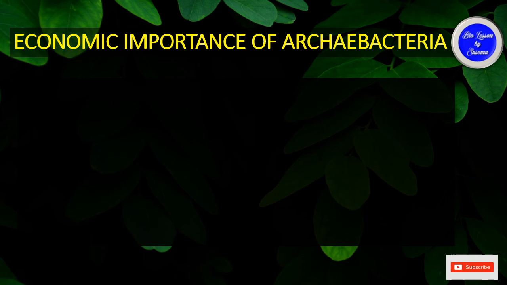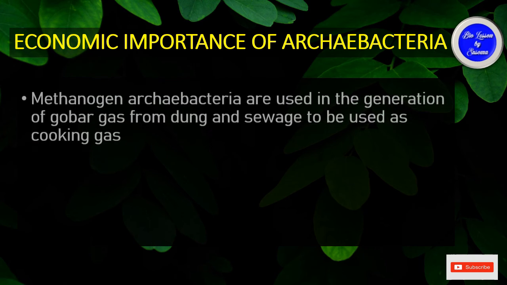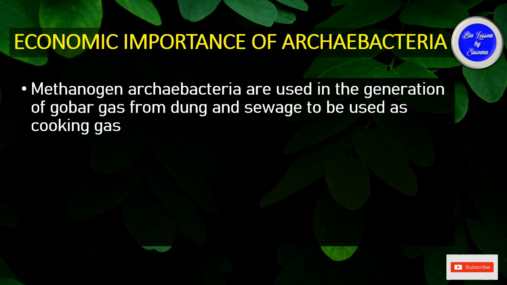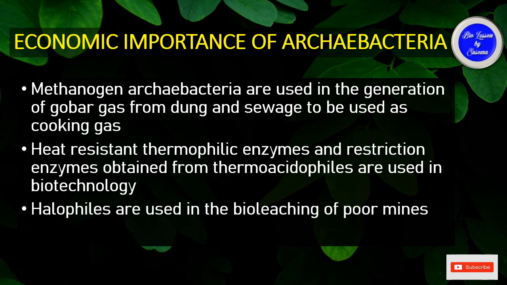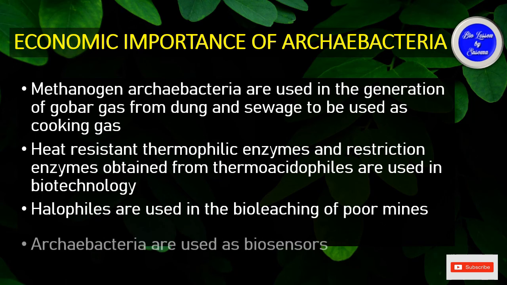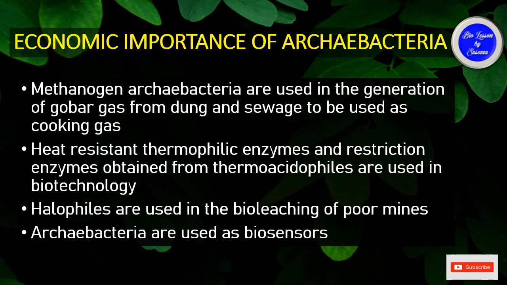Next, what is the economic importance of Archaeabacteria? Methanogen Archaeabacteria are used in the generation of gobar gas from the dung and the sewage to be used as cooking gas. Heat-resistant thermophilic enzymes and restriction enzymes obtained from the thermoacidophiles are used in biotechnology. Halophiles are used in the bioleaching of poor mines. Overall, the Archaeabacteria are used as biosensors.